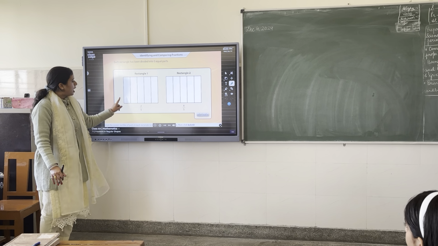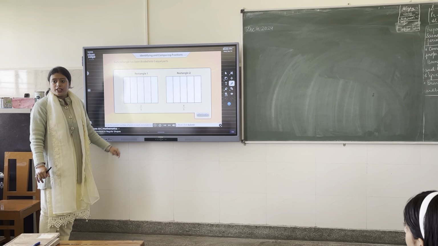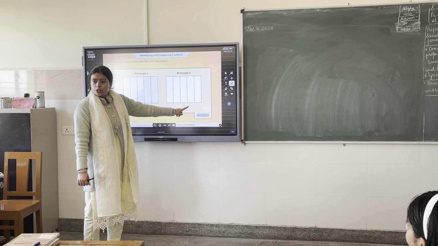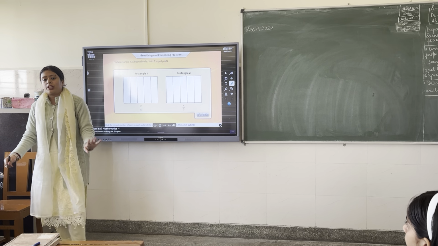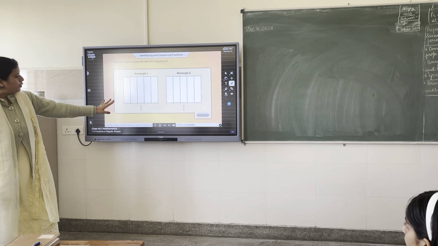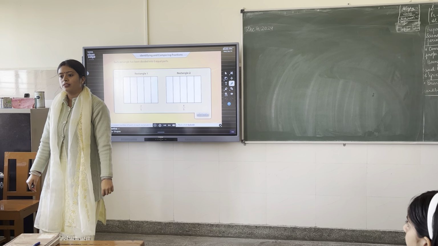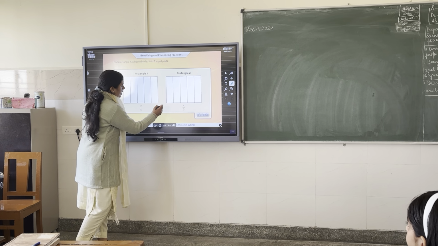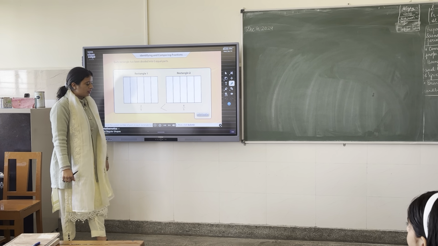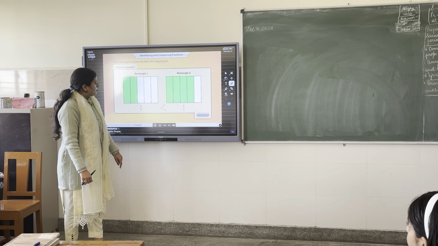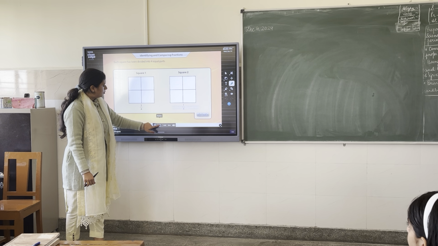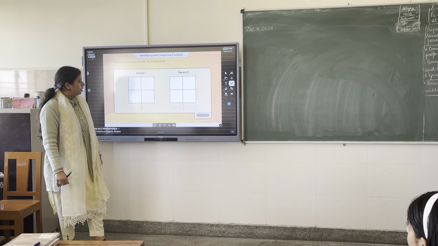Now let's consider the fraction given for the shaded part. That means out of 5, how many parts are shaded? And out of 5, how many parts are shaded in rectangle 2? 4. Yes. So can you compare these two fractions, which will be the greater one? 4/5. Yes, correct. Which is greater? 4/5.